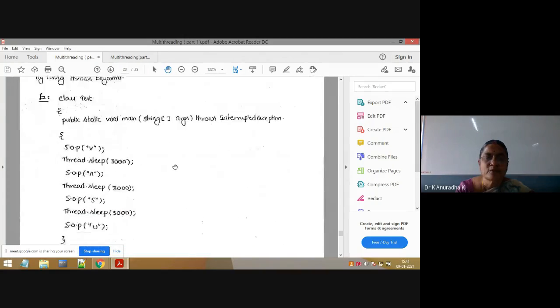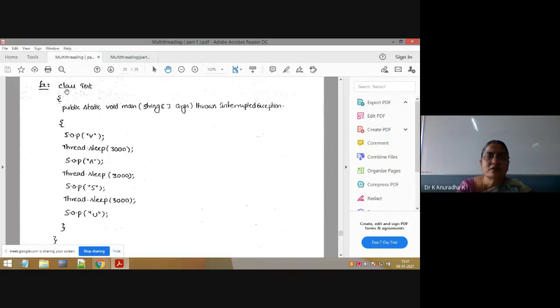Now I will explain one program. Here we have class Test, public static void main(String[] args) throws InterruptedException. Here I have written Thread.sleep in several places. When only one thread is enough, one more important point to remember is that for the sleep method one thread is enough. For the join method, two threads are required, but for the sleep method one thread is enough. So here, which thread? It is the main thread. Main is the thread.